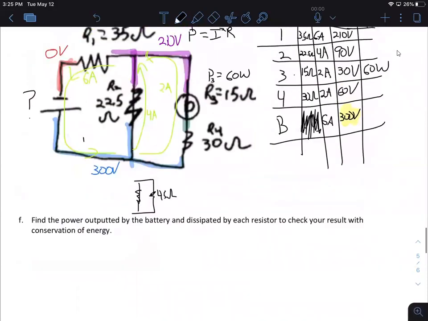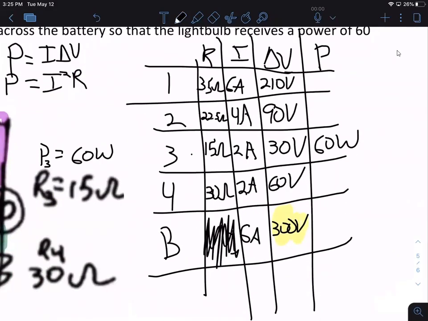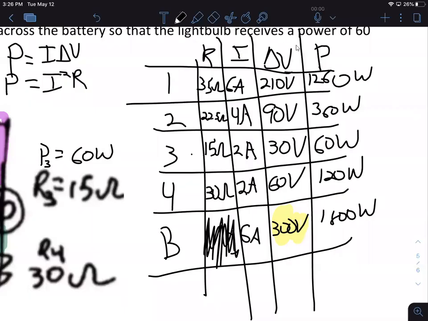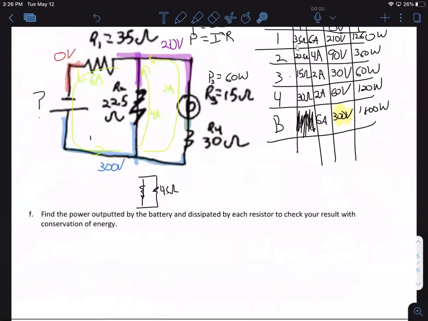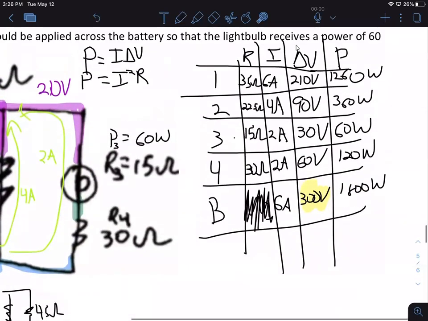Find the power. Okay, yeah. All right, since we made the table, that's pretty easy. We're just going to multiply power is delta V times I, so 6 times 210, and so on. Let's pause and fill it out. All right, so I've just multiplied across to find the powers, and it says to check your result with conservation of energy. So the battery is adding this much power. It's that many joules every second. The resistors are taking away this many joules every second. Let's see if that works out.